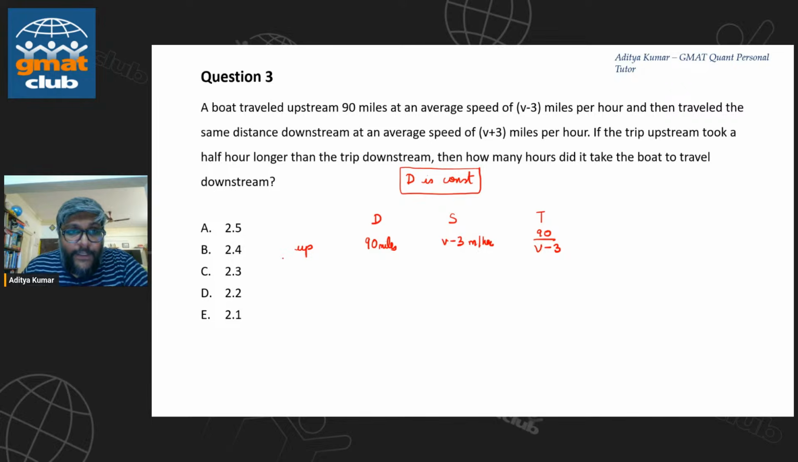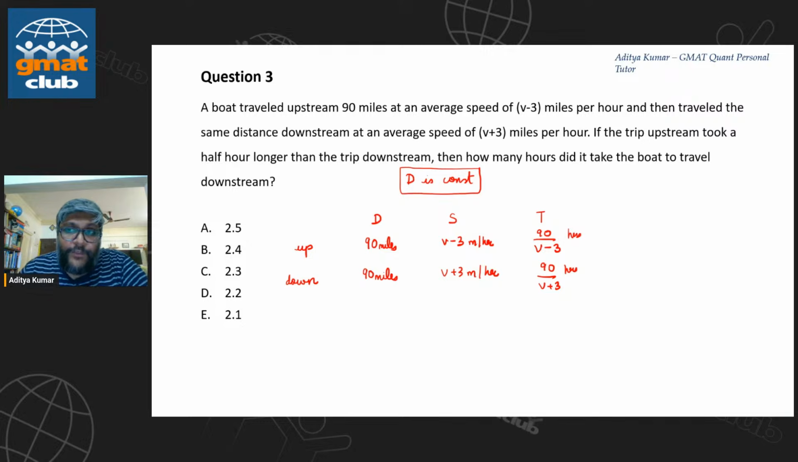Now read the next bit. And then travel the same distance downstream at an average speed of v plus 3 miles per hour. So 90 miles again, v plus 3 miles per hour. So immediately I can get the time, 90 divided by v plus 3 hours.